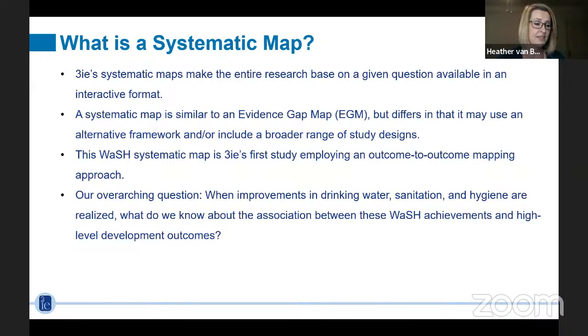In the case of this map, we believe it's quite innovative as it's the first outcome to outcome map that we are aware of. It's using this innovative outcome to outcome mapping approach. And so the overarching question we're attempting to answer with this study is: when improvements in drinking water, sanitation, and hygiene are realized, what do we know about the association between these WASH achievements and high-level development outcomes? So we set out to map all the research that answers this question about the association between these outcomes. We don't delve into the findings of the individual studies. We want to give an overview and an interactive way to interact with these studies that we found.